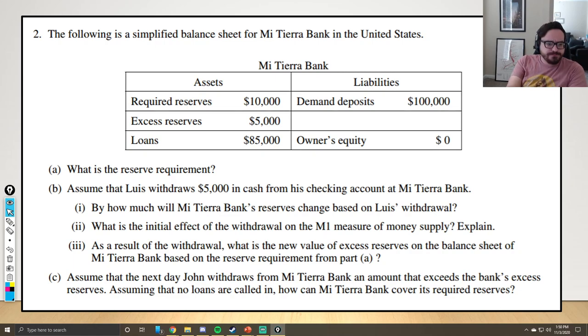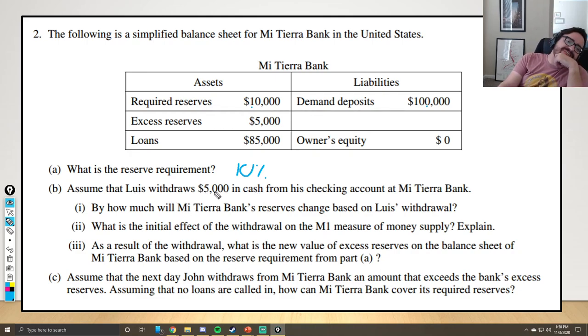So, what is the reserve requirement here? It's the first question they ask because it's the easiest question to answer. $100,000 in deposits, $10,000 in reserves. Easy, 10%. Again, it has to be a doable percentage, so there are not a lot of options for that. You have to be able to do 1 over this thing in decimal form. So, like, 1 over 0.1, that's doable.